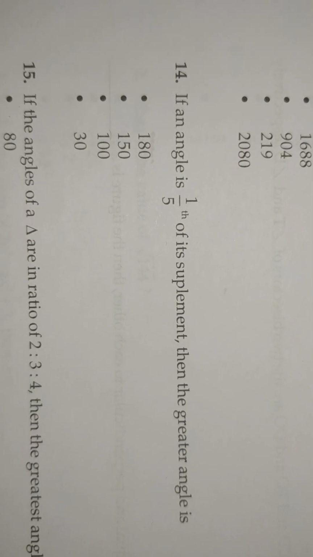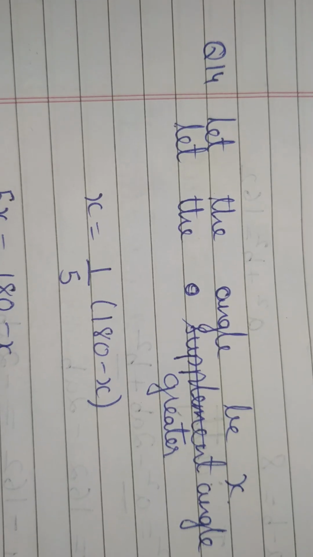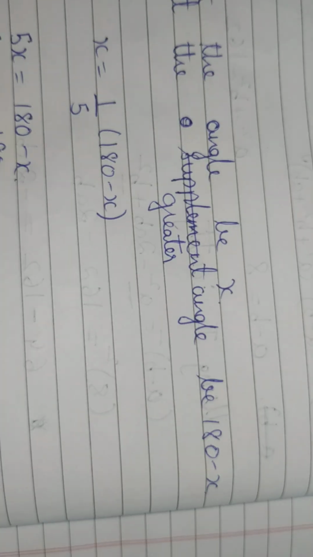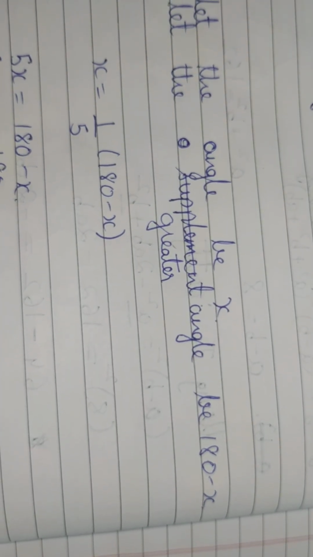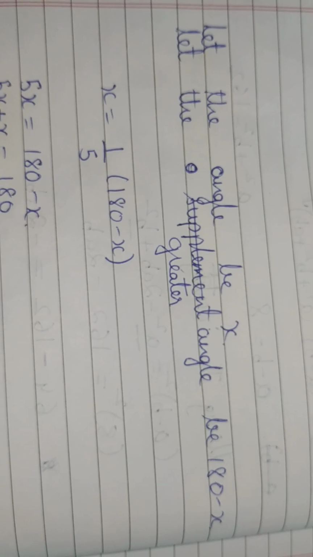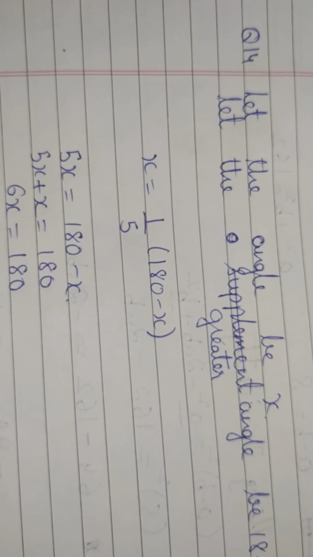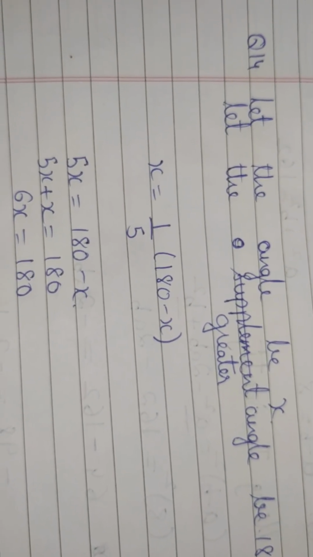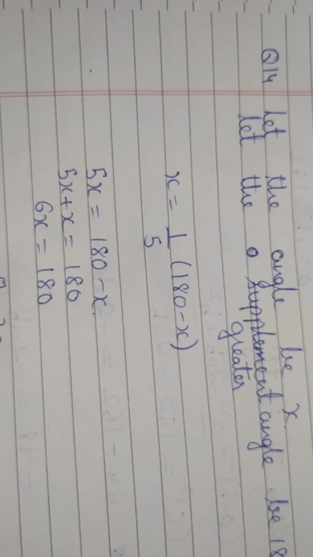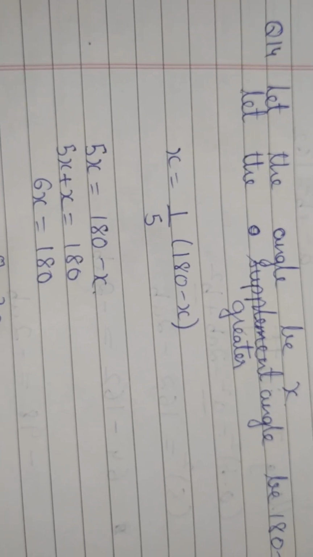If an angle is 1/5 of its supplement, then the greater angle is. Question number 14. Let the angle be x. Let the greater angle be 180 minus x. Why did I put 180? Because it is a supplement angle. So my first angle will be x and the second angle will be 180 minus x. In the question they have given us if an angle, which is x, is 1/5 of its supplement. So x is equal to 1 upon 5 and the supplement angle will be 180 minus x.